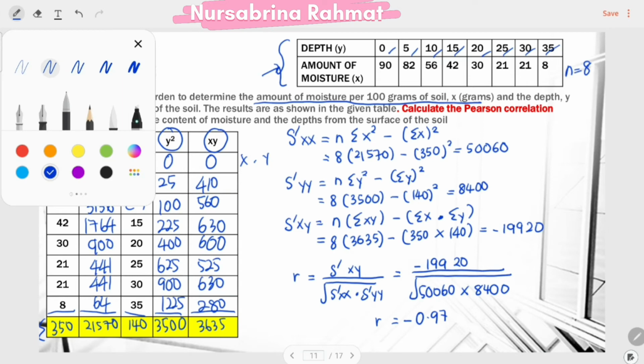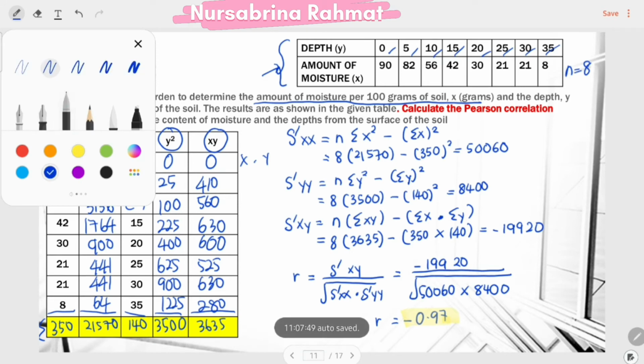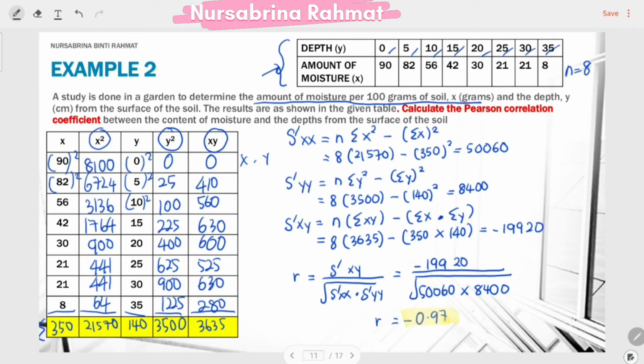That is the value that you get, negative 0.97. So it's a negative, which means it's a negative linear correlation. And the value is close to negative 1, so it's a strong negative linear correlation between depth and amount of moisture.